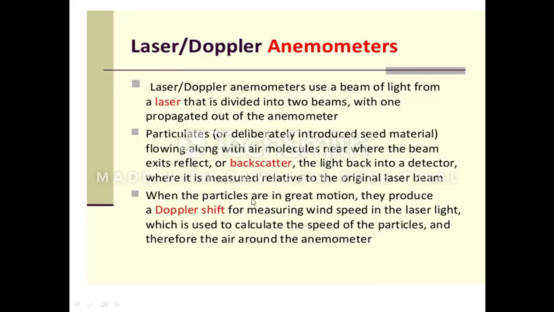Here we already discussed that when particles are in motion they produce a Doppler shift. The laser Doppler anemometer uses a beam of light from a laser which is divided into two beams by a beam splitter. Particulates flowing along with the air molecules near where the beam exits reflect what is called backscatter. The Doppler shift of the laser light is used to calculate the speed of the particle, and therefore the air around the anemometer.